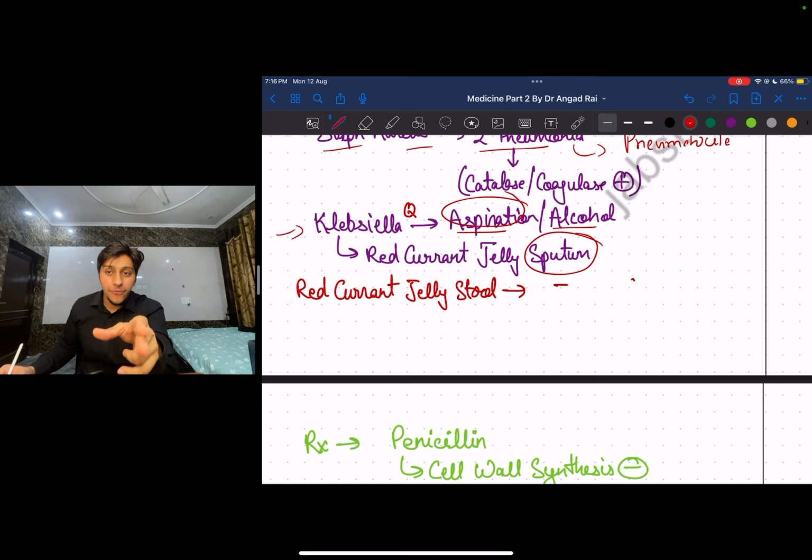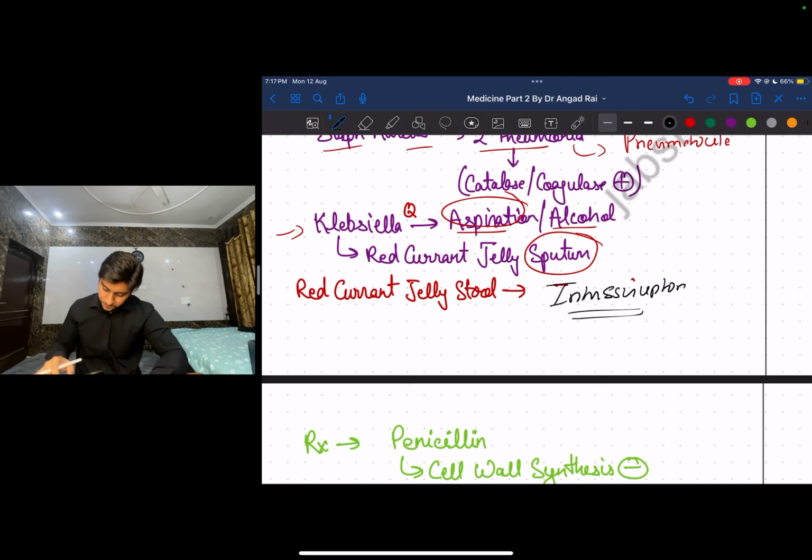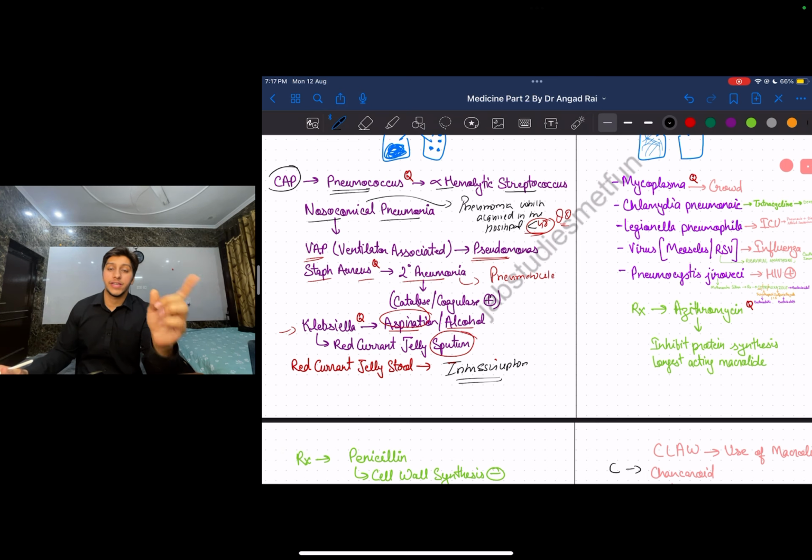Okay, but if they ask you in a surgery question, red currant jelly stool, that is seen in which condition, guys? It is seen in intussusception. Okay. These are all seen in typical pneumonia. Remember which are the causes. Again, I'll tell you. Pneumococcus, nosocomial pneumonia, ventilator associated pneumonia, secondary pneumonia, Klebsiella pneumonia. These all come under typical pneumonia, which will have high grade fever, productive cough, difficulty of breathing, and pleuritis.